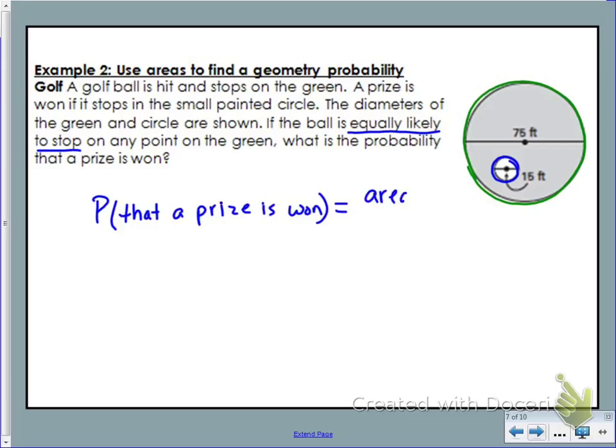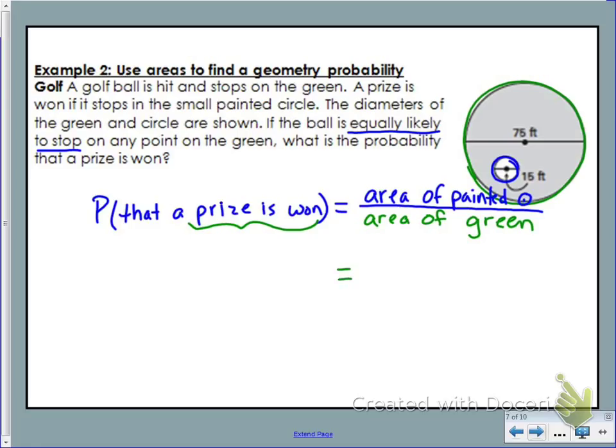So area of painted circle divided by area of the green, which is the larger circle. So again, when we set up this probability, we're doing the area of the space that we want to find the likelihood of it occurring. In this case, it's the prize winning, and that only happens in the painted circle, divided by the area of the entire region. Well, we're dealing with area of a circle here, so area would be pi r squared.